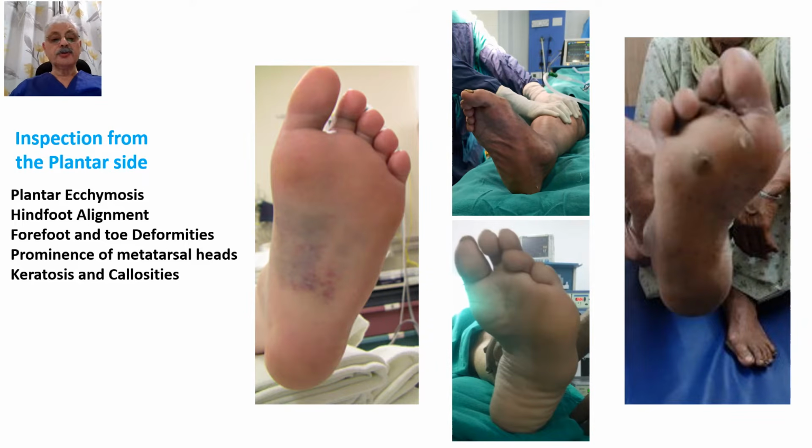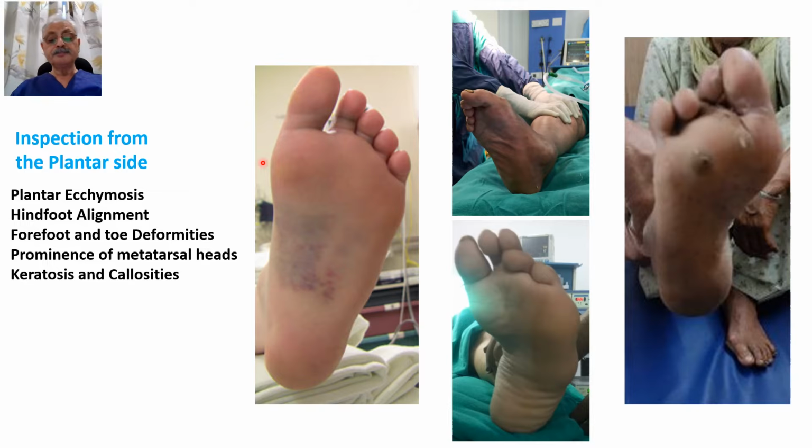The inspection of the foot is not complete if we have not examined the plantar side. If you look and see an ecchymosis on the plantar aspect of the foot, it is suggestive of Lisfranc or midfoot injuries, which are often neglected. This plantar ecchymosis is the sign which suggests that the surgeon should look into these injuries. Then you can have some idea about the alignment of the foot as well as the forefoot while inspecting from the plantar side, and you can also have some idea about the toe deformities if they are present.